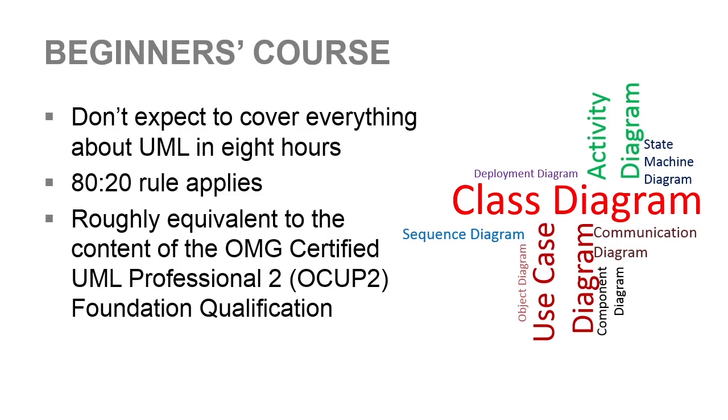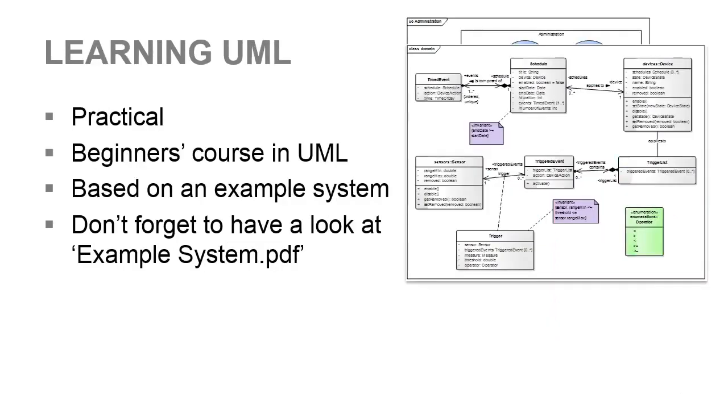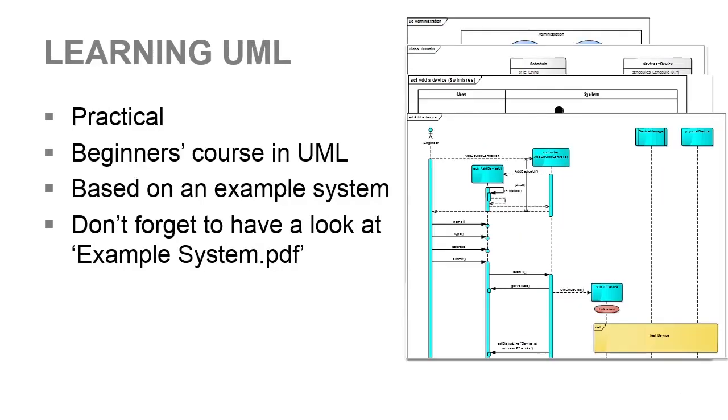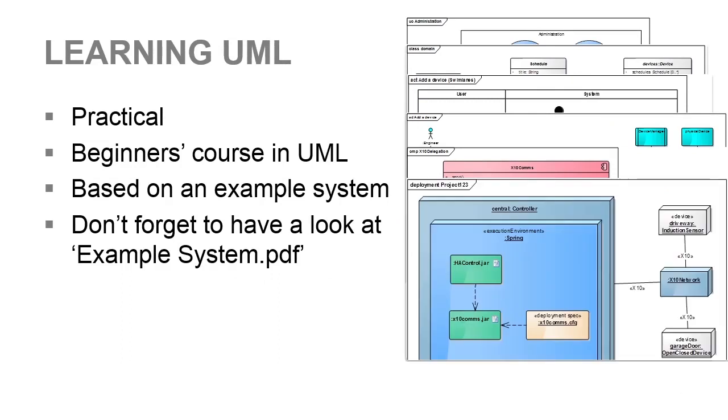The Object Management Group, which manages the UML standard, offers 3 levels of professional certification in UML. And the content of this course is roughly equivalent to the first level. That's the OMG Certified UML Professional version 2 foundation level. So that's a quick introduction to this course on learning UML. It's practical, it's based around the analysis and design of an example system, and it's pitched at beginners in UML. So why don't you have a look at that examplesystem.pdf now if you haven't already?